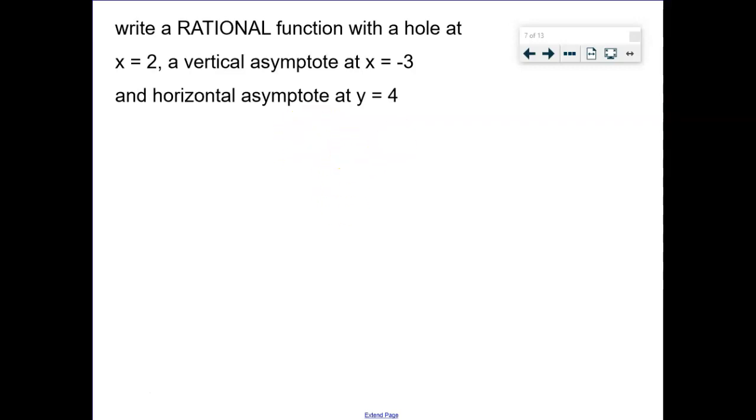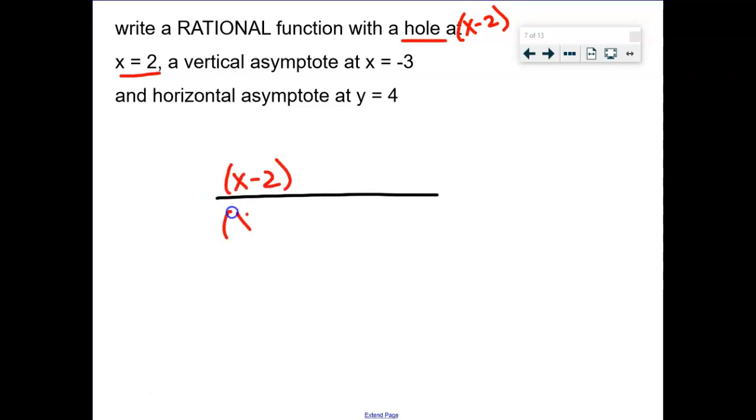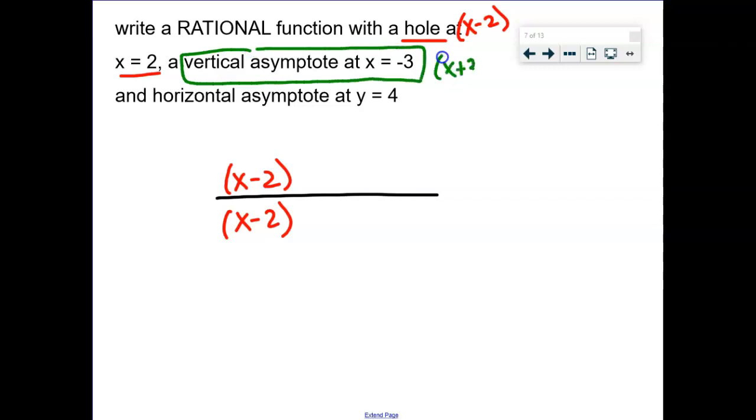So we have a hole at x equals 2. I know the factor will look like this, but tell me where the factor of x minus 2 is located. Okay, it's located in both the numerator and the denominator. That's what a hole would look like, a removable discontinuity. A vertical asymptote at x equals -3. So I know the factor looks like this, but where is it located if it's a vertical asymptote? On the bottom.